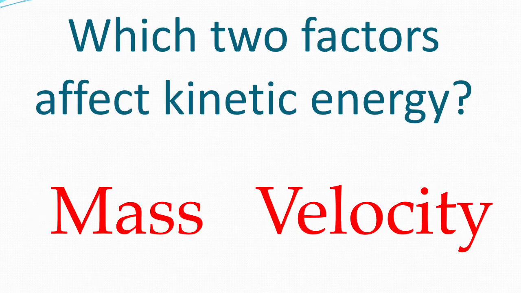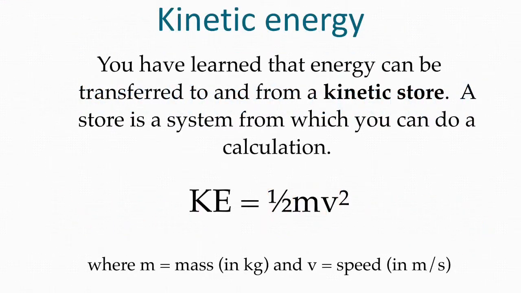Mass and velocity are the two factors that affect the kinetic energy of an object. Kinetic energy equals half times mass times velocity squared. This is the equation that links kinetic energy, mass and velocity. Don't forget when you're using this equation to take into account the squaring of velocity.